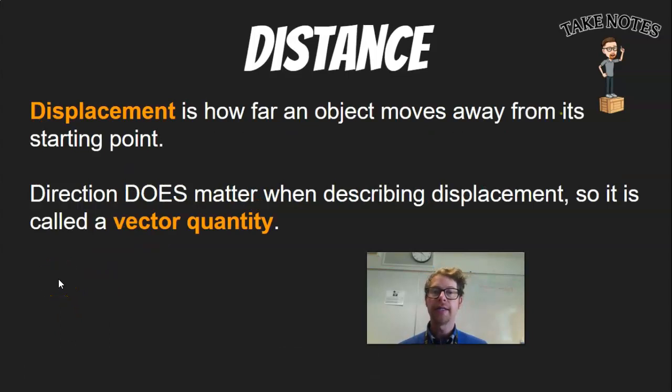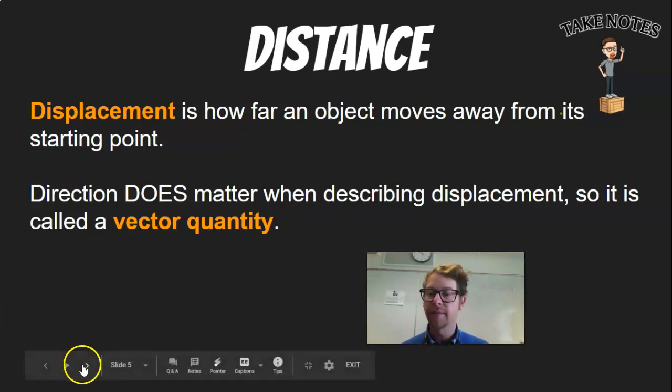On the other hand, displacement. That is how far an object moves away from where it started. And there, direction does matter. That's why we call it a vector quantity. And in physics, a vector quantity is a quantity with some kind of direction. So displacement, it has been moved from its origin, but we wouldn't just say it's been moved by 1 kilometer. We would say it's been moved by 1 kilometer to the east, or to the north, or up, or left. You have to give it a direction, because it's a vector.